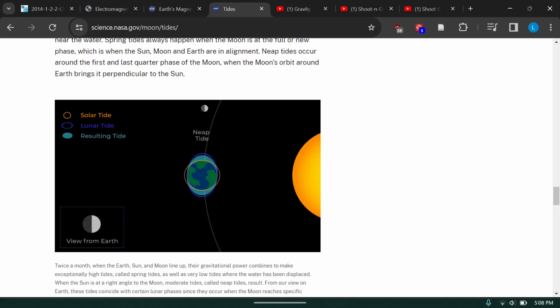And you can see, since it takes about a month for the moon to orbit the Earth, that we have about 2 spring tides a month and 2 neap tides a month. So 2 high tides, 2 low tides a day, 2 spring tides, 2 neap tides a month.